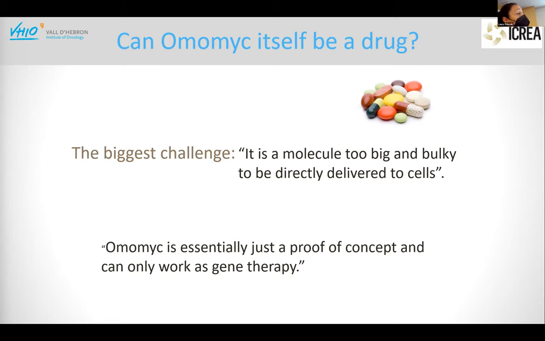Omomic is a molecule too big and bulky to be directly delivered to cells. Somebody else wrote, Omomic is essentially just a proof of concept and can only work as gene therapy. I was wondering why. This is a 91 amino acid protein. It's not such a huge protein. You know, antibodies are much bigger than this. Why were they so sure that it couldn't be used as a drug?